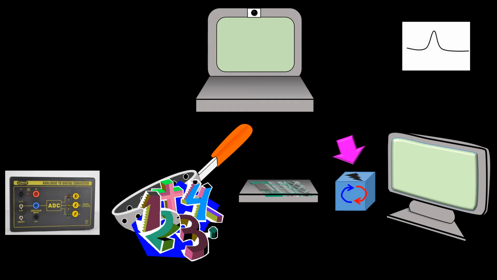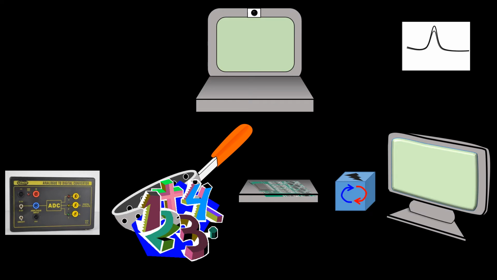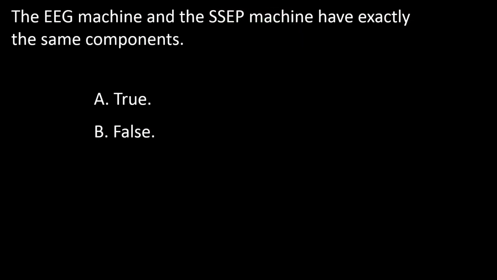So one trial can add to another, and so on, in order to average the signal. So the answer to this question is false.